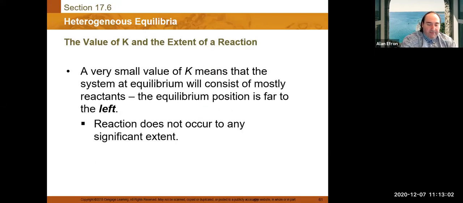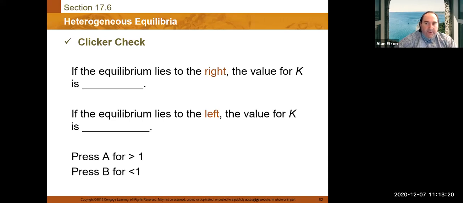And as I mentioned last time, if we have something that's a small value K, again, that's going to mean that we have a larger value on the bottom, and we should have more reactants on bottom, and we should expect reactants at equilibrium. So here, if the equilibrium lies to the right, the K value here is going to be large, right? So if the equilibrium lies towards the product side, we would expect a large value of K.